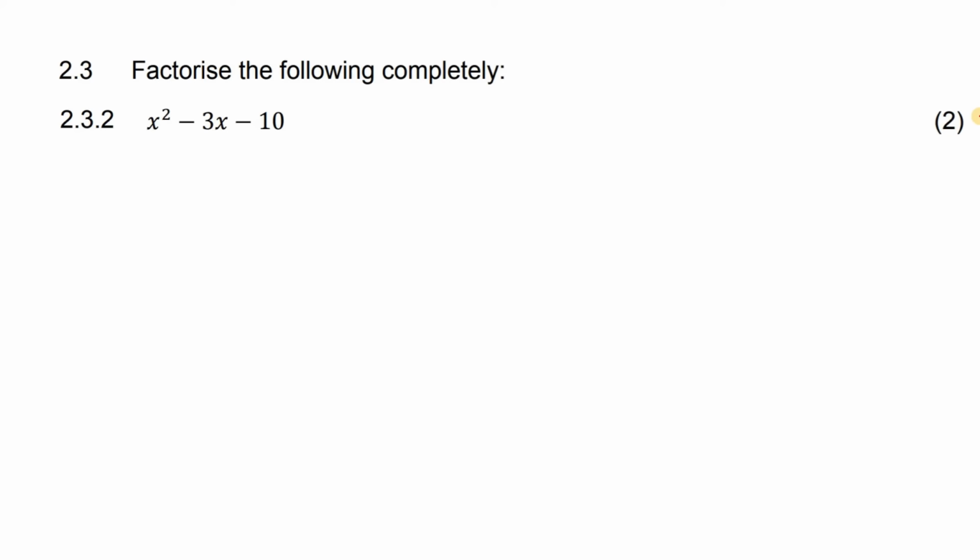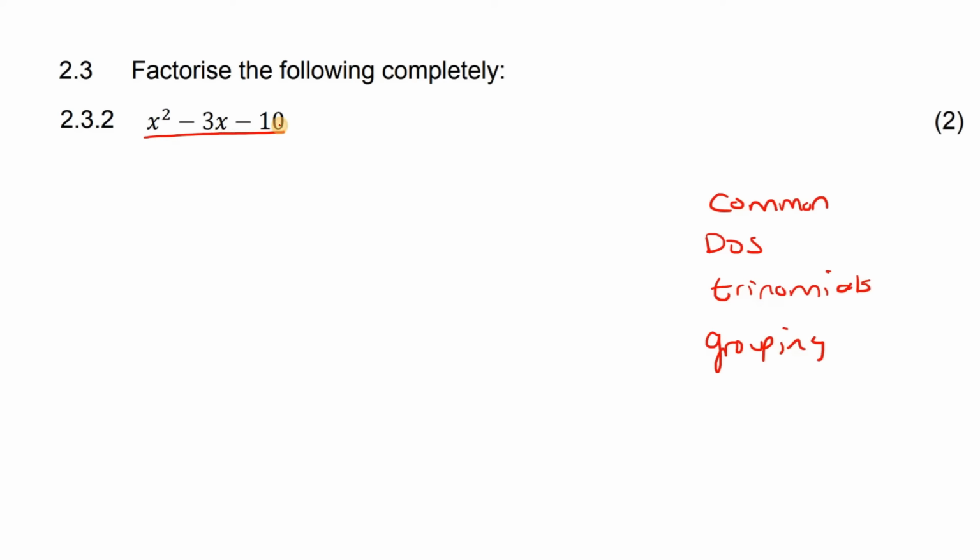Factorize for 2 marks. Okay, so remember with factorizing, we always try to start with a common factor. Then we move on to difference of square, trinomials, and then grouping. Okay, so there's no common term in those 3 over there. It's not a difference of square, because a difference of square only works with 2 terms. So this is actually a trinomial. So with a trinomial, we open up 2 brackets.